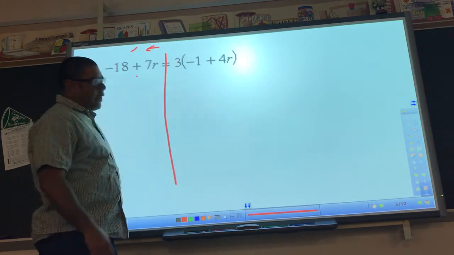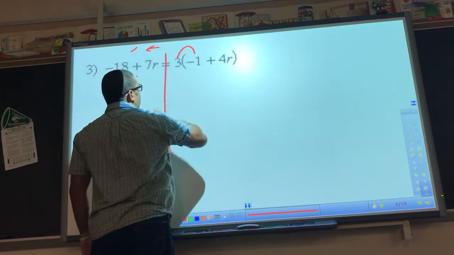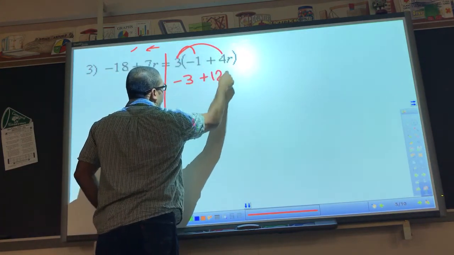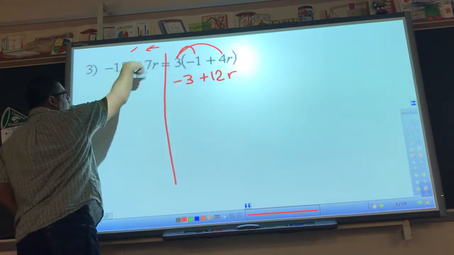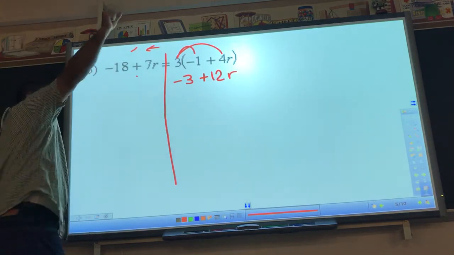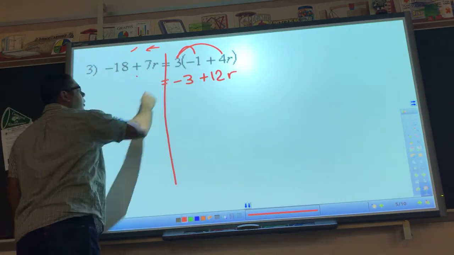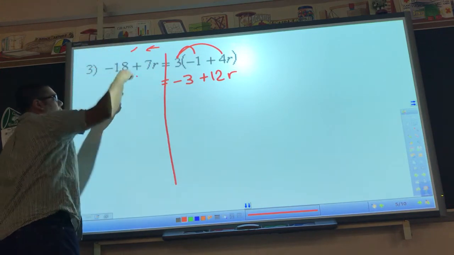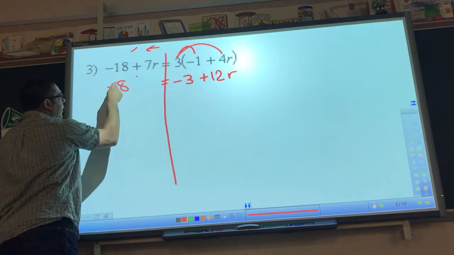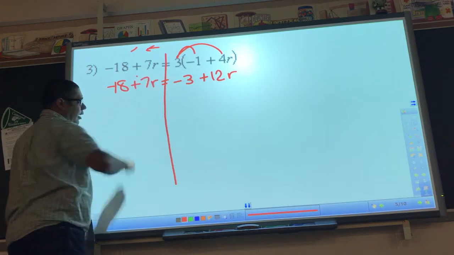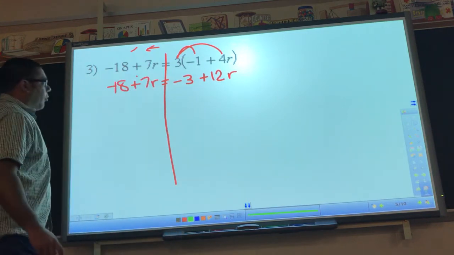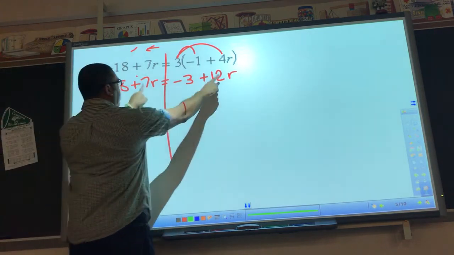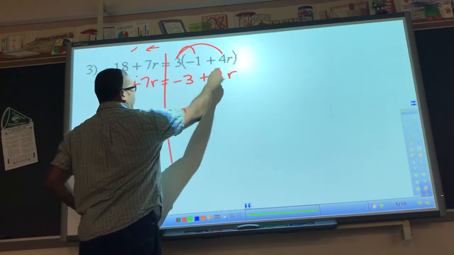Distributive property, take care of it. 3 times negative 1 is negative 3. 3 times 4r is positive 12r. This stuff, now I need to drop it like it's hot. Got negative 18 plus 7r. Sorry, I wasn't sure if you guys were following along with me, so I had to say it a couple times. Now, variables are on both sides, so it's time to organize.